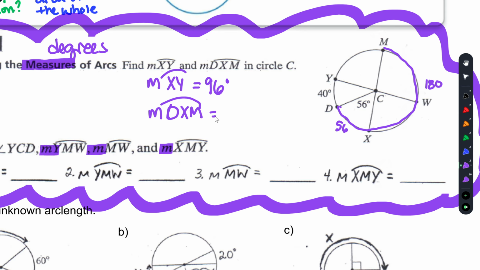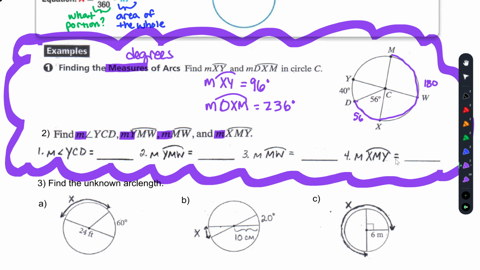180 plus 56, 236. Yes, we remember. Let's keep going. Only a few more. YCD is an angle measure. I still see the letter M for measure, so my answer should be in degrees.